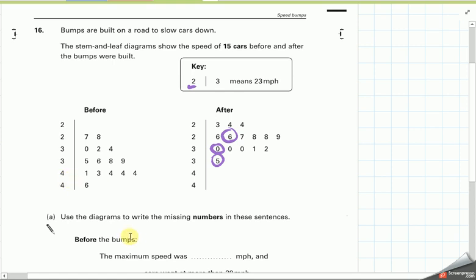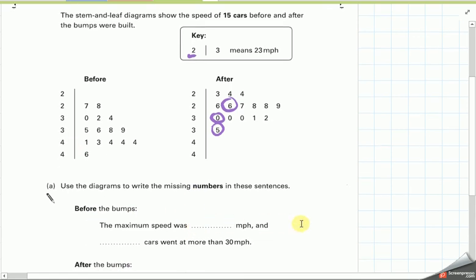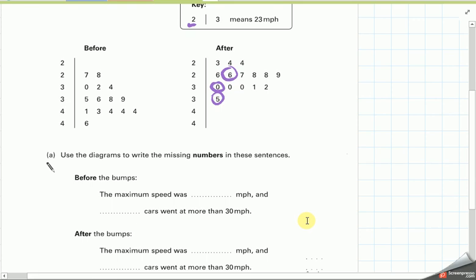So stem and leaf. Use the diagrams to write the missing numbers in these sentences. Before the bumps went in, so we're talking about speed bumps for cars, the maximum speed was? 26. And how many cars went more than 30? They said more than, so we're not using the 0. 1, 2, 3, 4, 5, 6, 7, 8, 9, 10, 11, 12. And 12 cars went more.